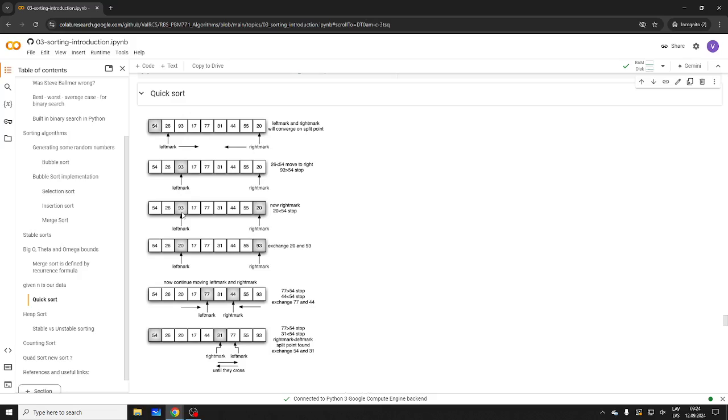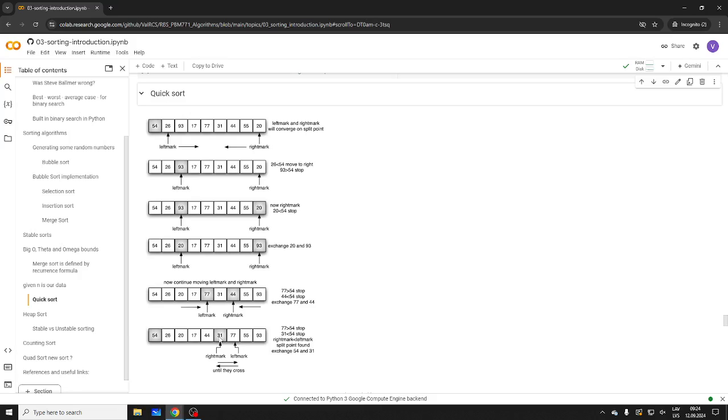Now 93 moves to the right mark. It's larger, and you keep going. Eventually, these two references, or pointers, or indexes if you want, will stop. They will meet, and then you swap. Of course, now you exchange 54 and 31.